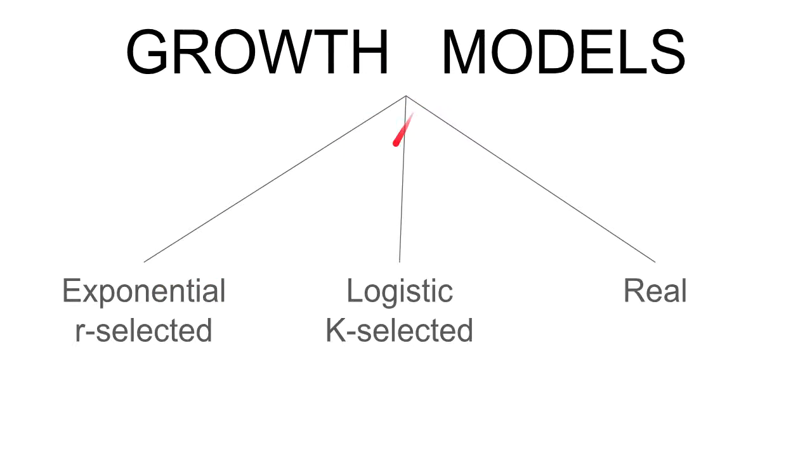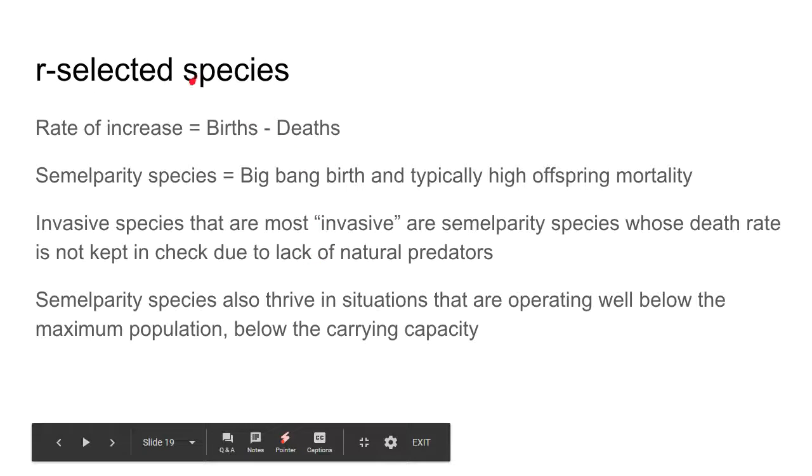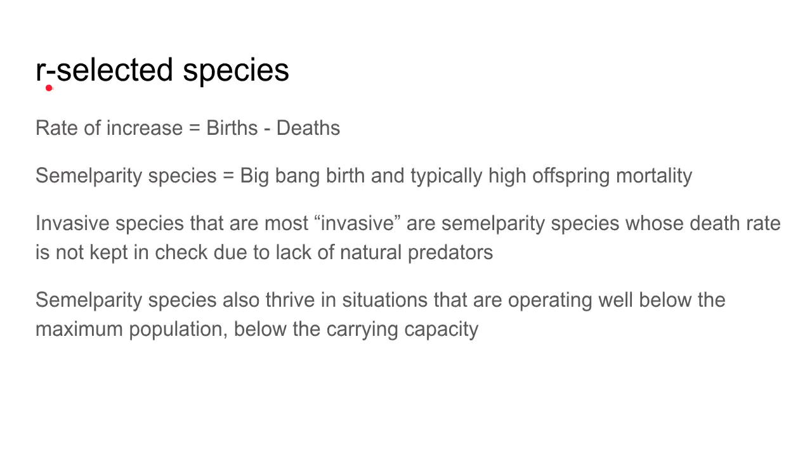So now, as we look at these growth models, this is a lot of what ecologists do, they model the growth. So we can have mathematical models, which is what we're looking at here, instead of just procedural models. We have r-selected and K-selected. R-selected species have a huge, again, what was the r for? The rate of increase. So when we say r-selected species, we're talking about this huge rate of increase or the potential for a huge rate of increase. We're going to have big bang birth. Typically, there's going to be high offspring mortality. They're going to die a lot.